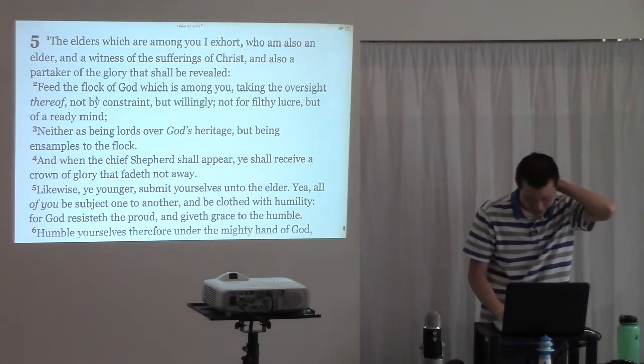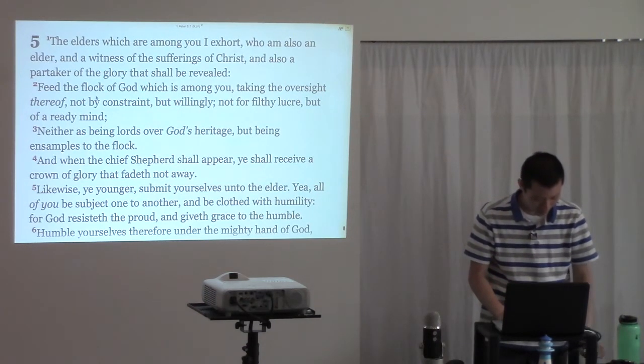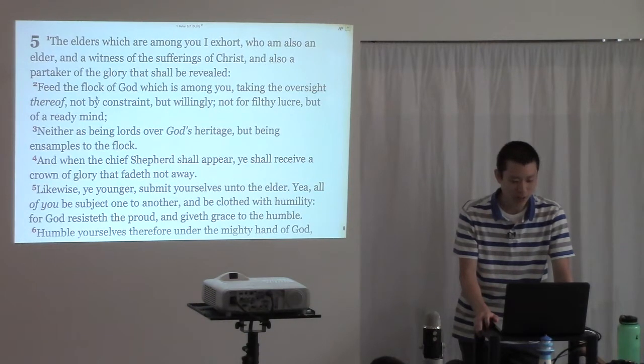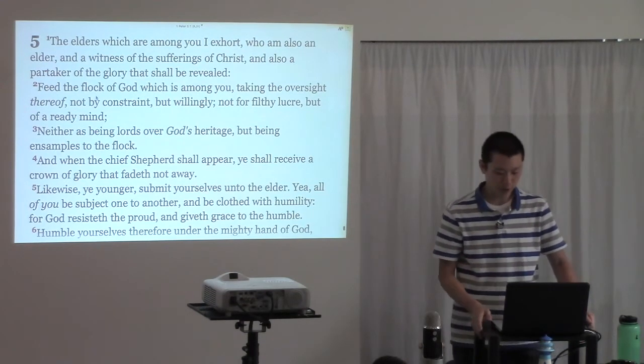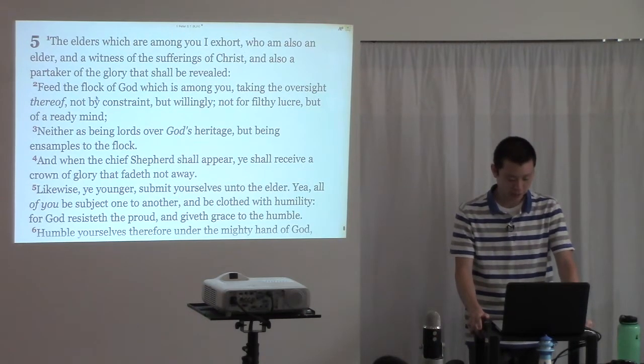The first crown in the Bible is the crown of glory. And we read about that in 1 Peter 5. It says, the elders which are among you I exhort, who am also an elder and a witness of the sufferings of Christ, and also a partaker of the glory that shall be revealed. Feed the flock of God which is among you, taking the oversight thereof, not by constraint, but willingly, not for filthy lucre, but of a ready mind. Neither as being lords over God's heritage, but being ensamples to the flock. And when the chief shepherd shall appear, ye shall receive a crown of glory that fadeth not away.